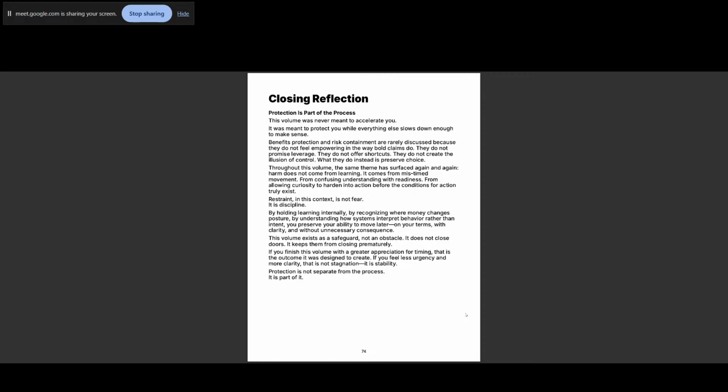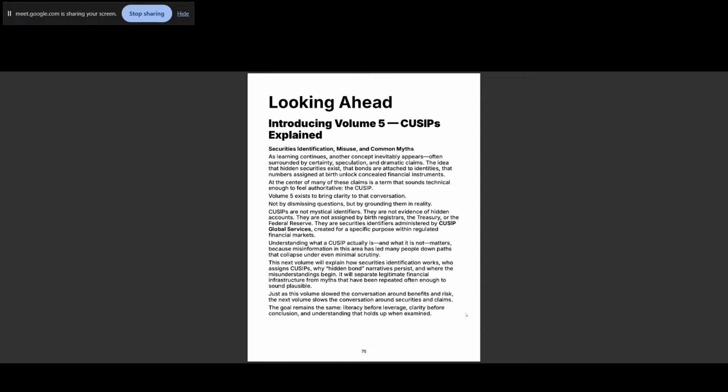This volume exists as a safeguard, not an obstacle. It does not close doors. It keeps them from closing prematurely. If you finish this volume with a greater appreciation for timing, that is the outcome it was designed to create. If you feel less urgency and more clarity, that is not stagnation, it is stability. Protection is not separate from the process, it is part of it.